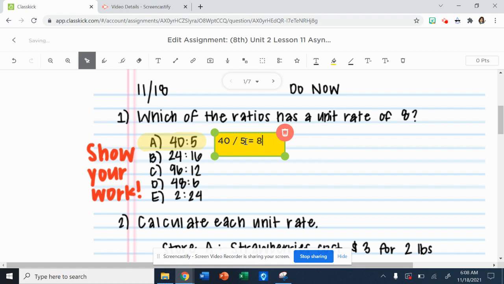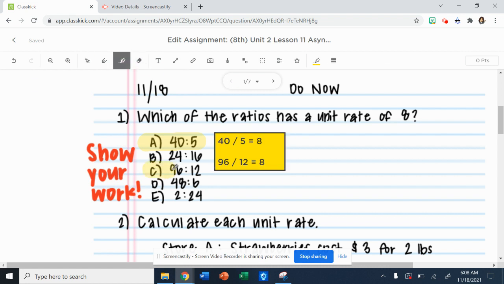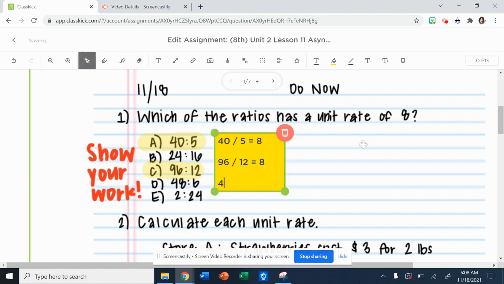40 divided by 5 is 8. What about 96 divided by 12? Well, yeah, 96 divided by 12 equals 8, so we know that this ratio has a unit rate of 8. And I see one more option there. You guys know what it is? 48 divided by 6 also equals 8. And so these 3 ratios all have a unit rate of 8.